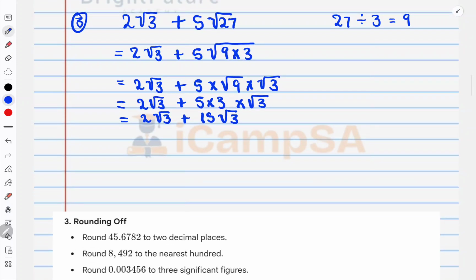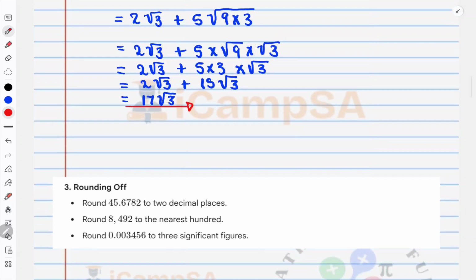Now we have 2 root 3 and 15 root 3. We can add these two terms. And then so 2 plus 15 is what? It's 17 root 3. That is your final answer in this example.